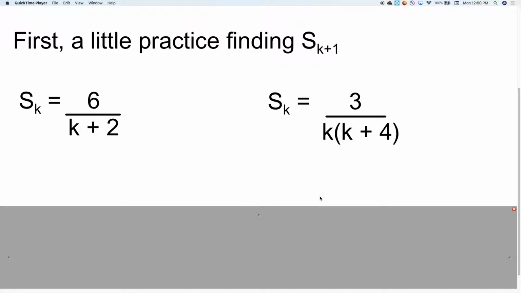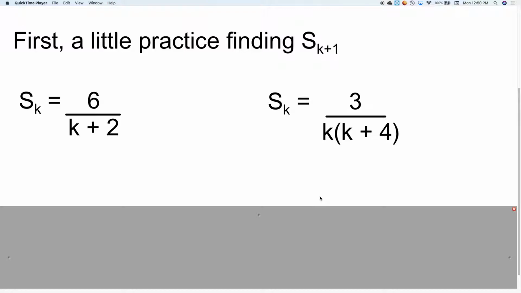S sub k equals 6 divided by k plus 2. What would you do if I asked you to give me S sub 5, and you knew what S sub k was? You plug in 5 everywhere you saw k. Okay, so it would be 6 over 7, right? What if I asked you to do S sub 1000? Still plug it in. What if I asked you to do S sub b? You'll plug it in, right? 6 over b plus 2.